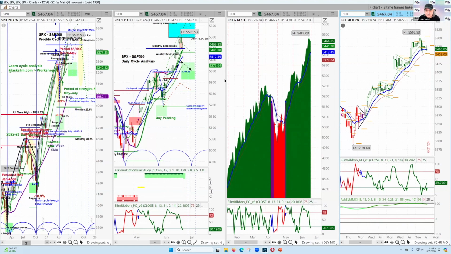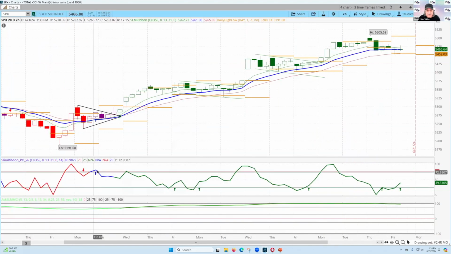One more thing on that 2 hour. This is somewhat typical when this is positive. You can see it moves up. It does a triangle right over here, gets into the slim ribbon, creates a flag, breaks out here into the slim ribbon, creates a flag, breaks out.